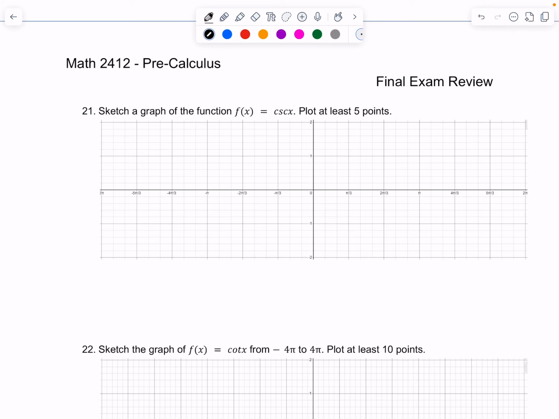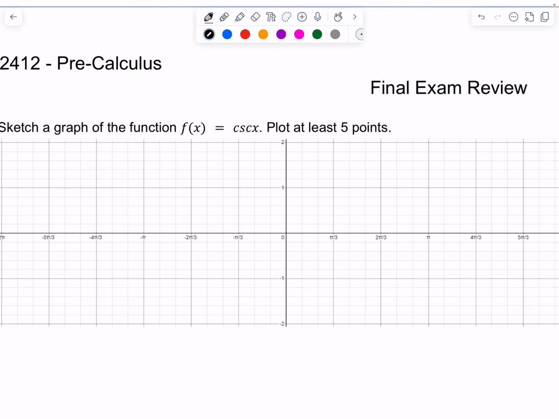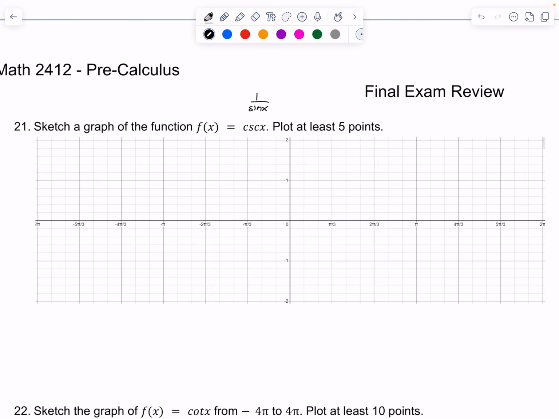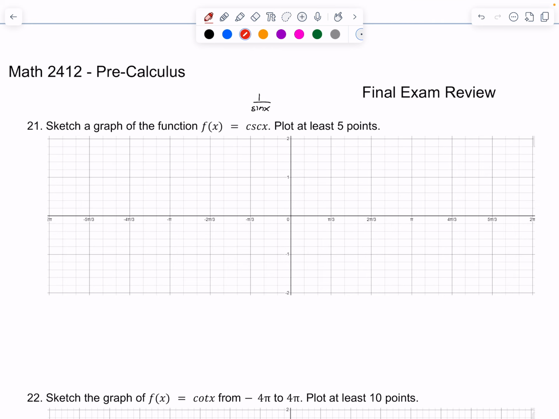So I am continuing with the final exam review. This is problem 21. So 21 asks to sketch a graph of the function f of x is equal to cosecant. So you may remember cosecant is 1 over sine of x. So the first thing I'm going to do is figure out where cosecant has an asymptote. So that's just wherever sine is 0.